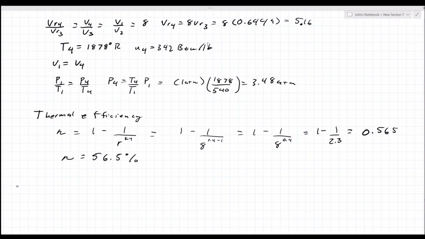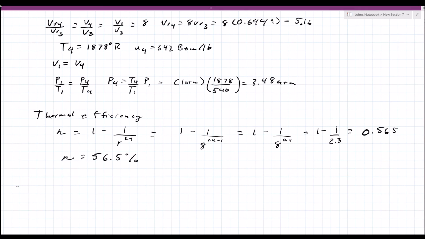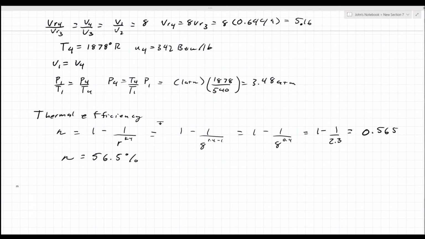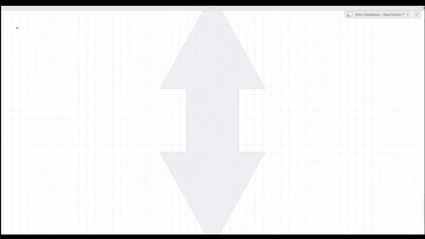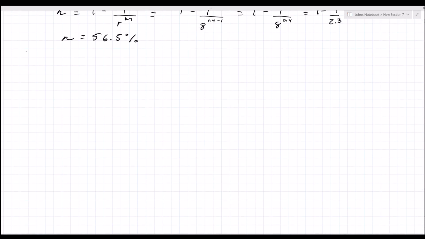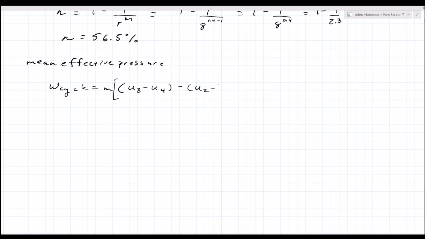All right, so let's now calculate the mean effective pressure of this cycle. I appear to be at the bottom of my page. That's what happens when you write big. Let's add some space. All right, so now the mean effective pressure. We know the work of the cycle is going to equal m times (u3 minus u4) minus (u2 minus u1).